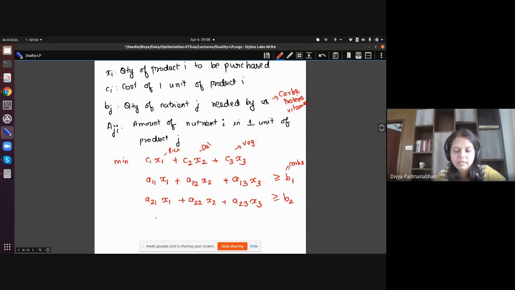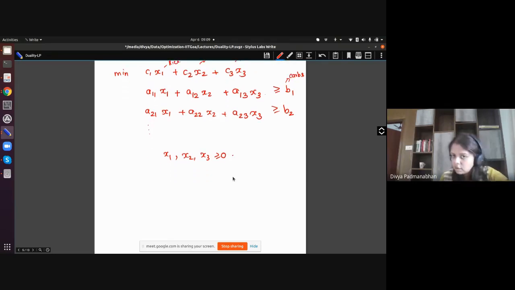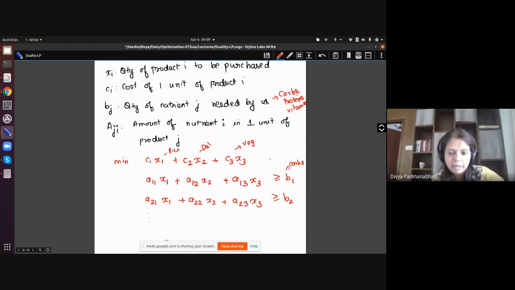Okay, and similarly you can go on. And you also want X1, X2, X3 to be greater than or equal to 0. Okay, so this is the primal form. So this is the diet problem.